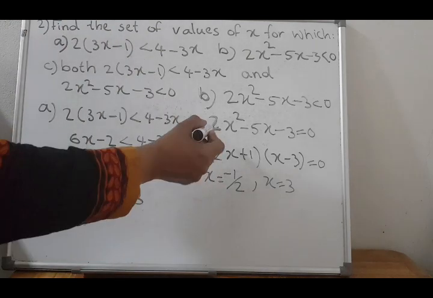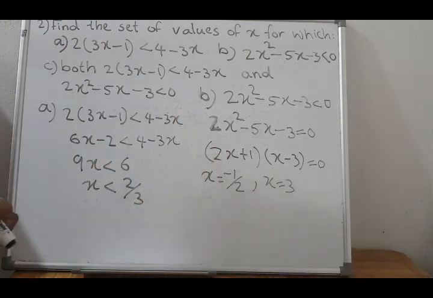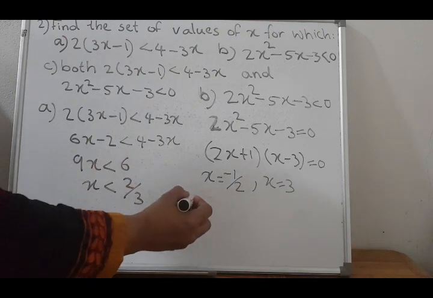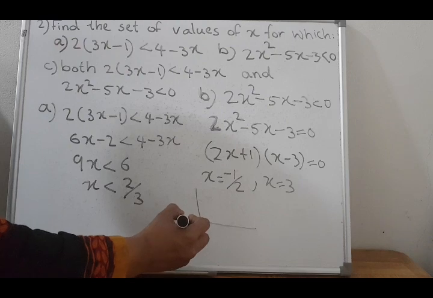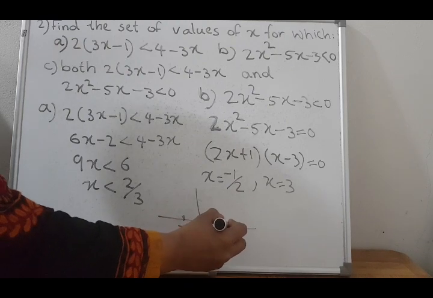So see, the coefficient of x square is 2, that's positive. So we are going to get a happy parabola, minus of 3.